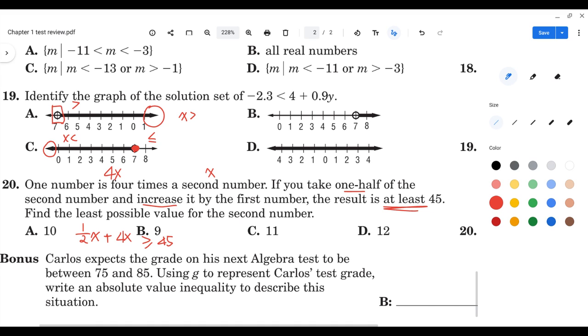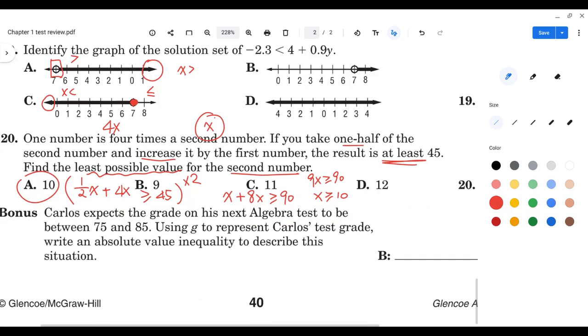So due to the question, we set up an inequality. All we have to do is solve it. Since we have a fraction, we want to get rid of the fraction. We will multiply by 2 for the entire inequality. That gives you, 2 cancels, x plus 8x bigger equal to 90. So 9x bigger equal to 90, and x should be bigger equal to 10. It says least possible value for the second number. The second number is x. The least possible is 10.